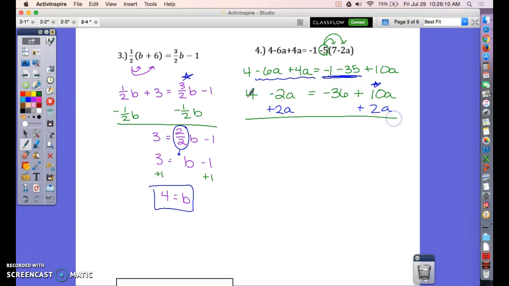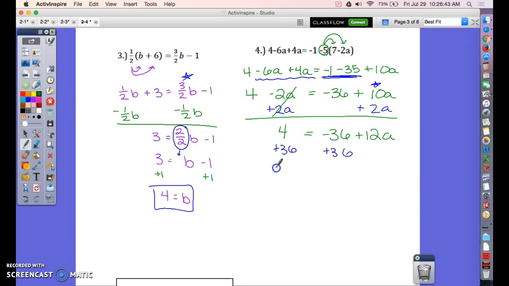When I do that, these cancel and I'm left with just 4 equals negative 36 plus 12a. Now I have to get that negative 36 away from my a. Inverse operations undo PEMDAS, so undo this minus 36 first. Remember, negative is the same as a minus. And then we'll undo the 12. So the opposite of minus 36 is a plus 36 on both sides.